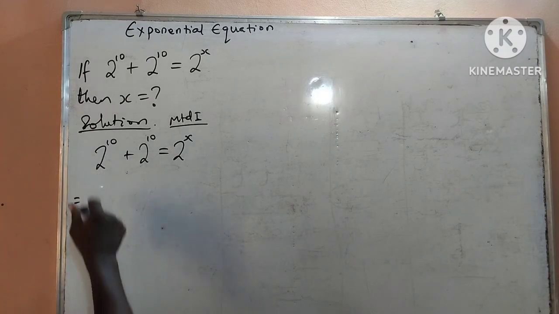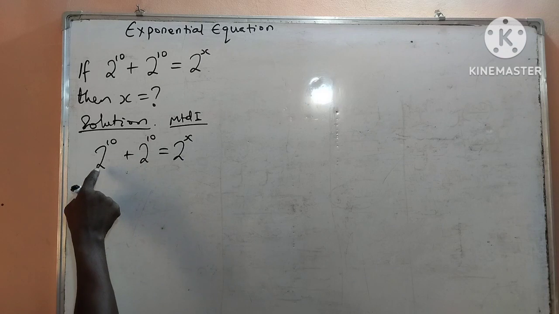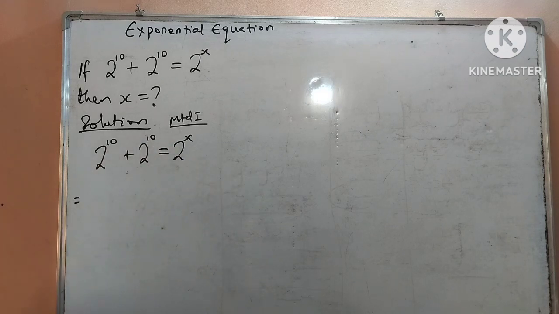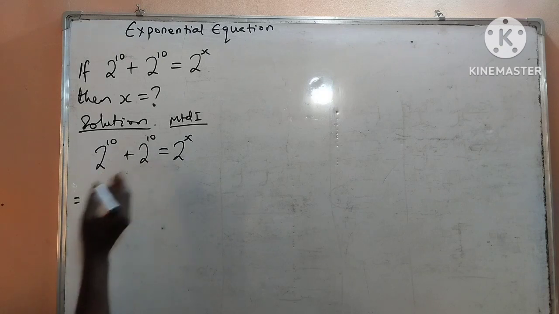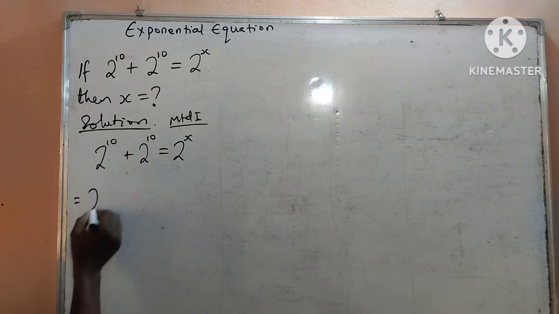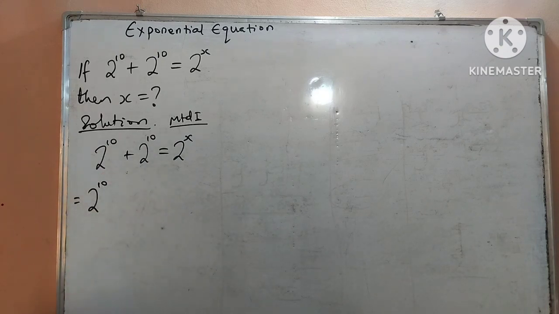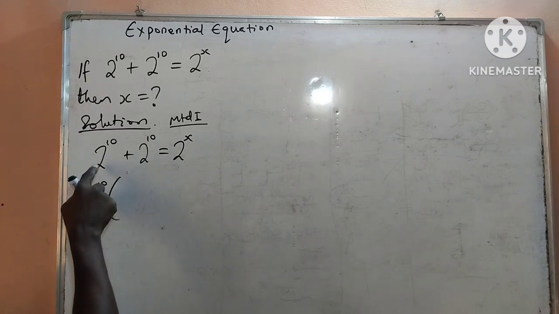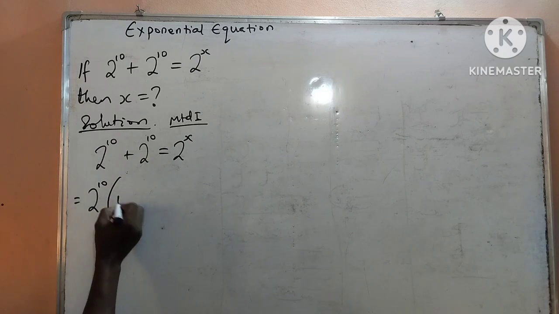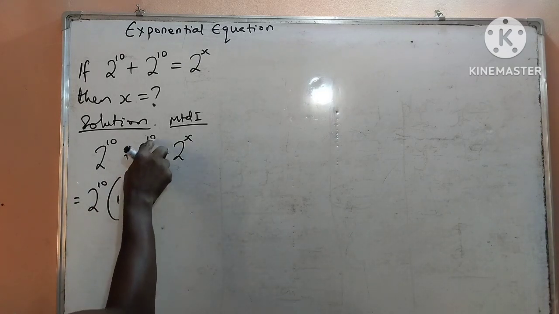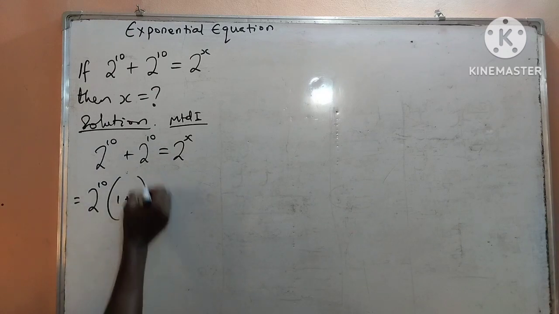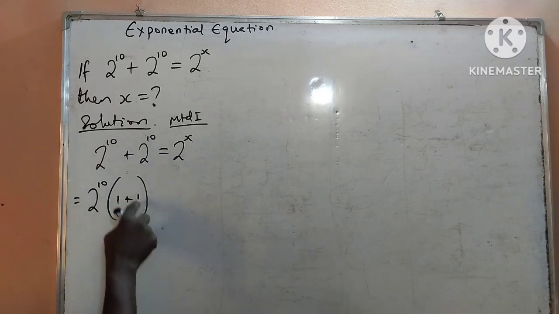From indices, first and foremost, from the left hand side I have the same base and the same power. Therefore, I will factor out what is common, and that is 2 raised to power 10. If I move 2 raised to power 10 out, what will be left is 1. Then my sign is plus, 2 raised to power 10 is still out, and it is still left with 1.